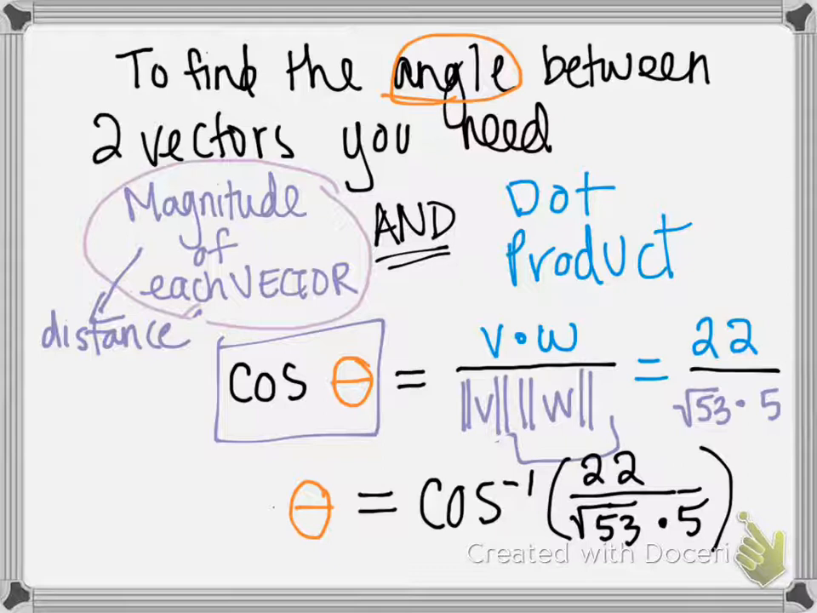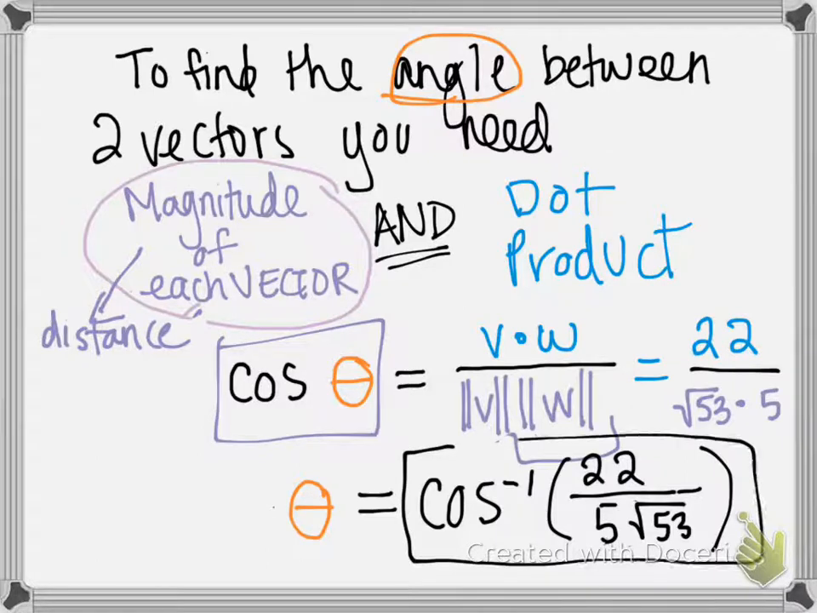One thing I would caution you about, I'm going to rearrange this bottom denominator part because sometimes you might make a mistake if you put the 5 after this root 53, because you might accidentally put the 5 under there and then that's a totally different number. So I'm going to rewrite it like that just so we don't make any calculation errors. You're going to plug this whole thing into your calculator.